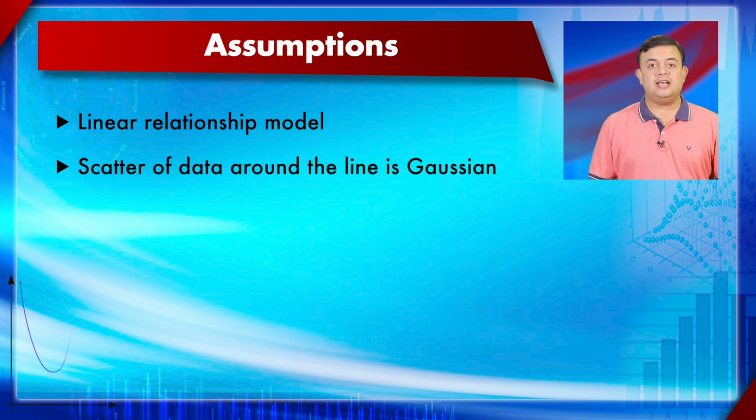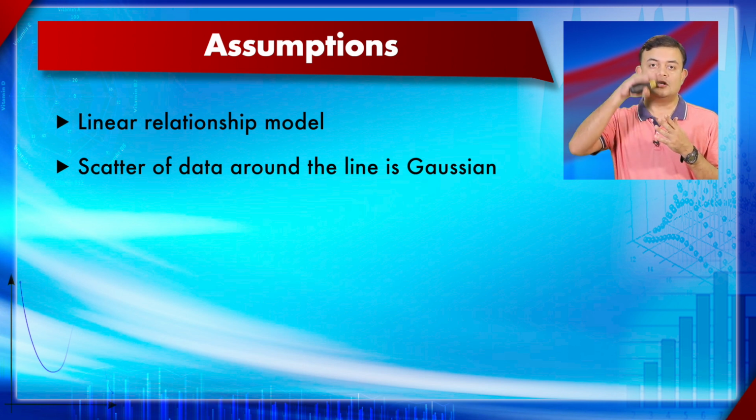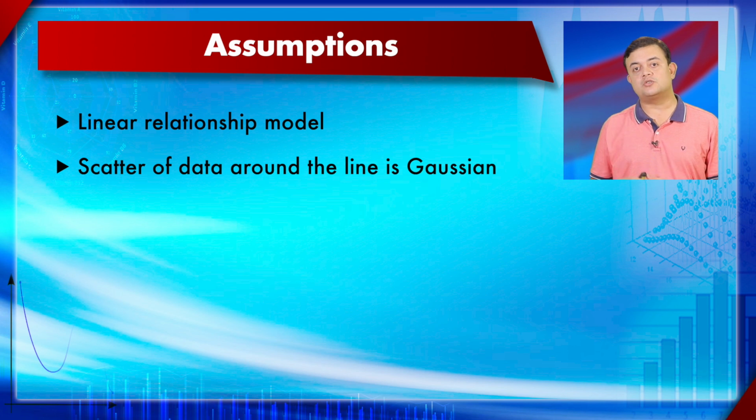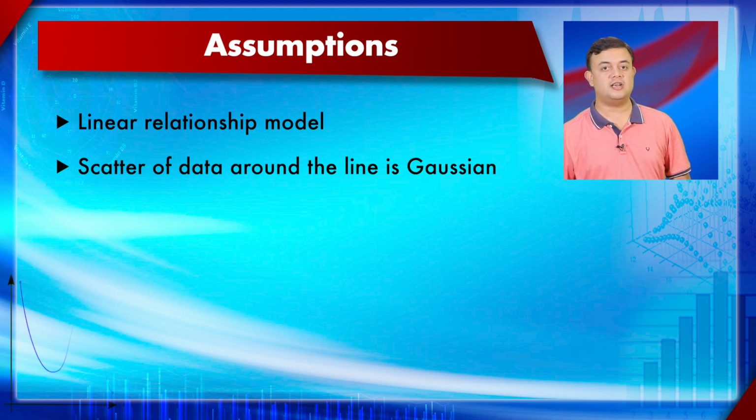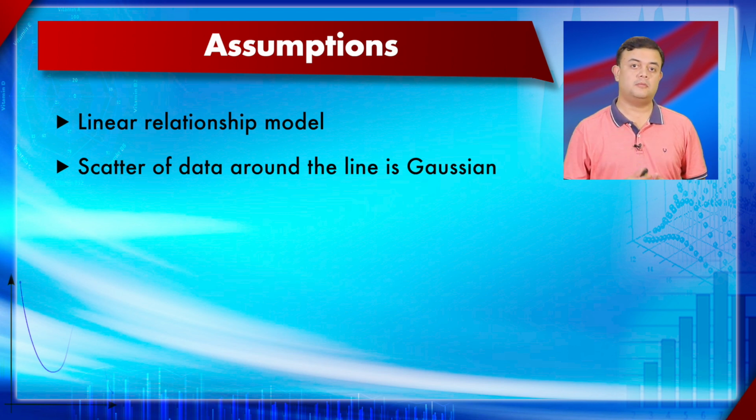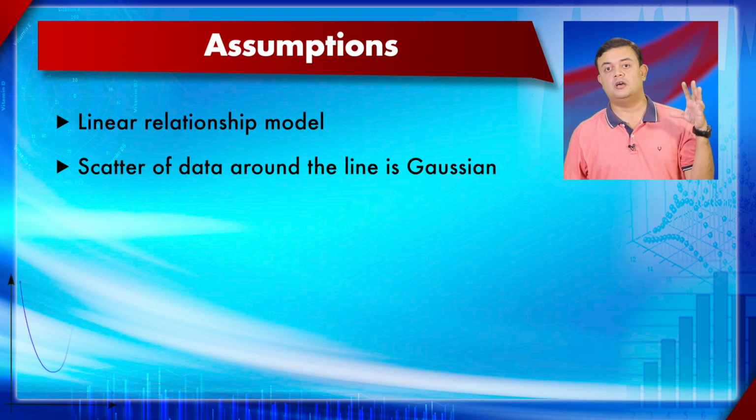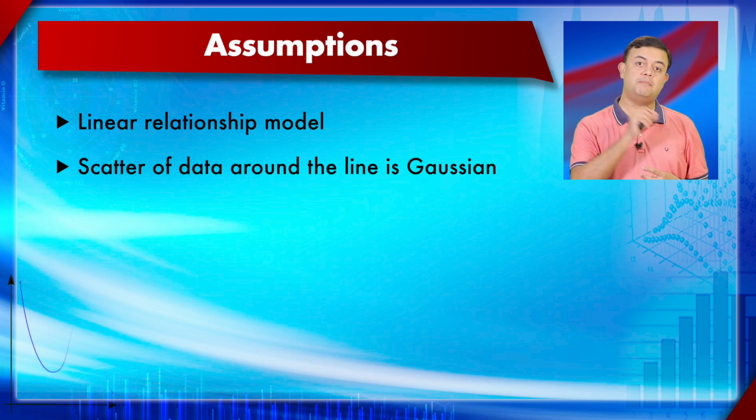2. Scatter of the data around the line is Gaussian. So the residuals, that means the differences, some points will be on the top, some will be on the bottom, if you standardize, the scatter follows the Gaussian distribution, that is a normal distribution. That is another assumption for simple linear regression. As you know, linear regression is a parametric method. It depends upon the parameters as well as the frequency distribution of the population. So here the scatter around the best fit line should follow the Gaussian distribution.